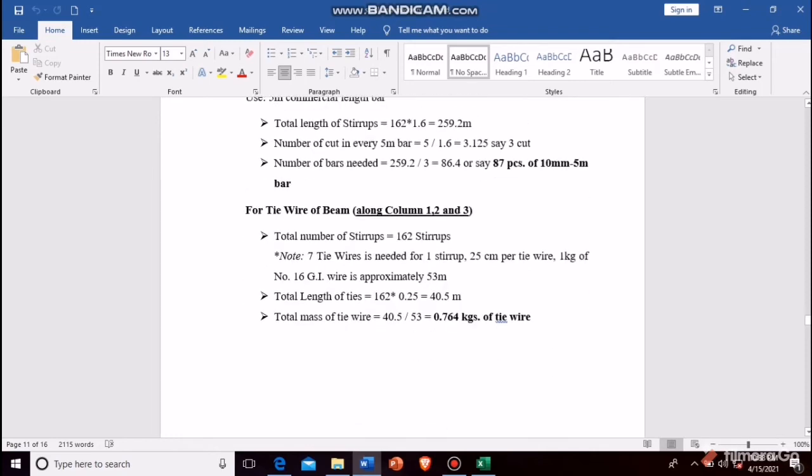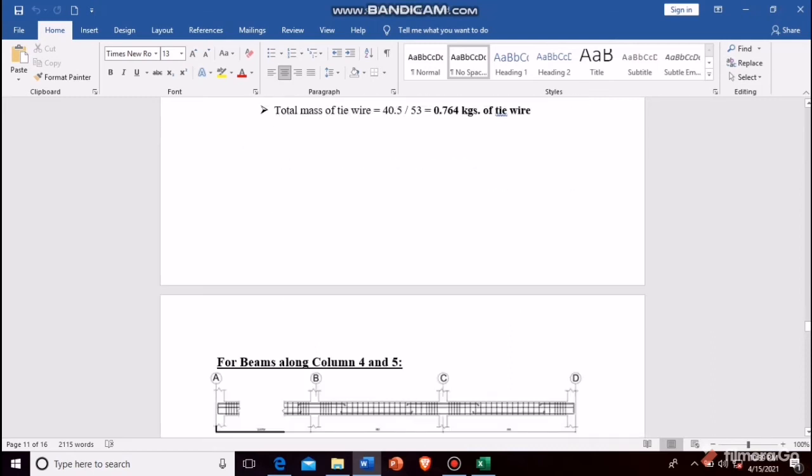For tie wire of beam along column 1, 2, and 3, total number of stirrups is 162 stirrups. Then total length of ties is 162 times 0.25, that is 40.5 meter. Then total mass of tie wire 40.5 over 53, that is 0.764 kilograms of tie wire.